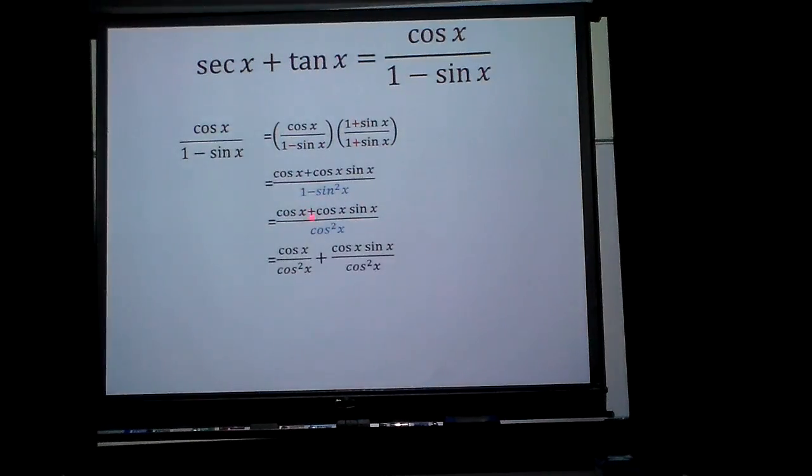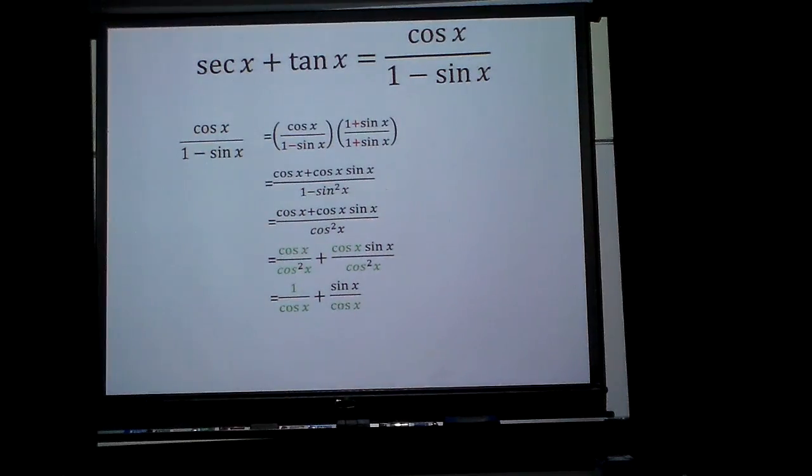Now then, I'm going to do something a little different. I'm going to split it. Looking at this right here, cosine x over cosine squared x plus cosine x sine x over cosine squared x. Notice I can cancel out some what? Cosines. I can cancel out the one on top and one of the two on the bottom, not both, giving me 1 over cosine x plus sine x over cosine x.